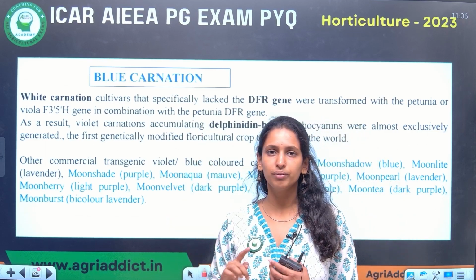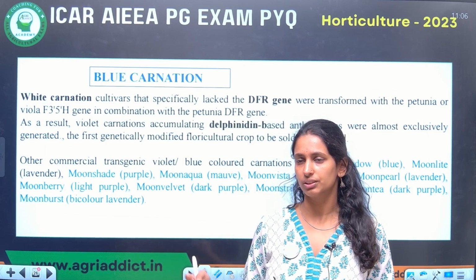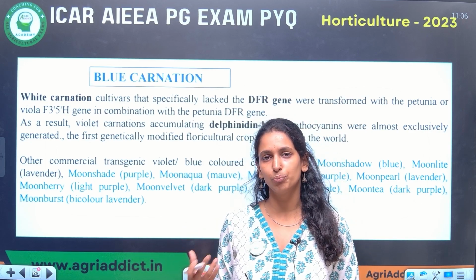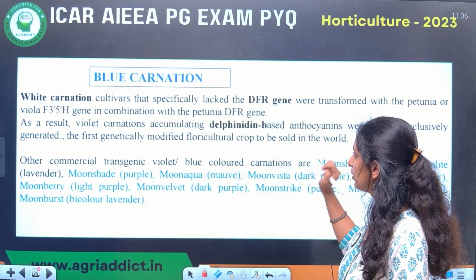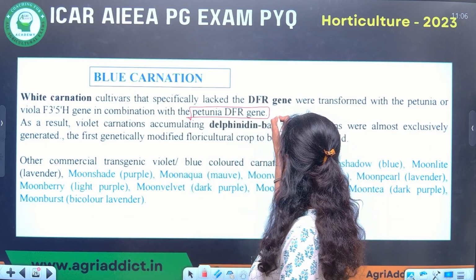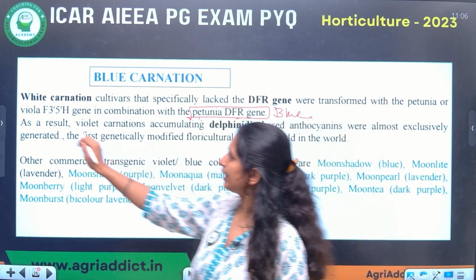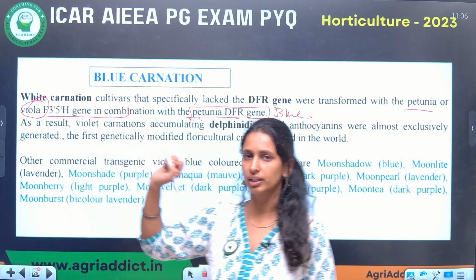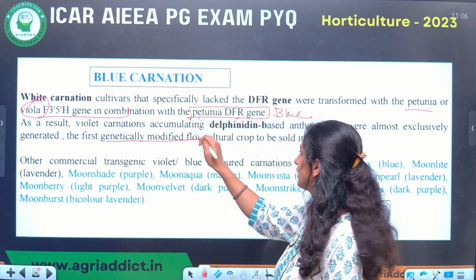Blue carnation: first of all, carnation flowers don't have any blue color, the delphinidin source. They have only the pink color or anthocyanin sources. So what they did, first they took white carnation, which doesn't have the DFR gene to produce the blue color. They took the DFR gene from petunia. Petunia has the blue color DFR gene. So it got the DFR gene from petunia and the F3'5'H gene from petunia or viola. These both give the blue color. So they used it and got the first genetically modified flower crop which has delphinidin content.